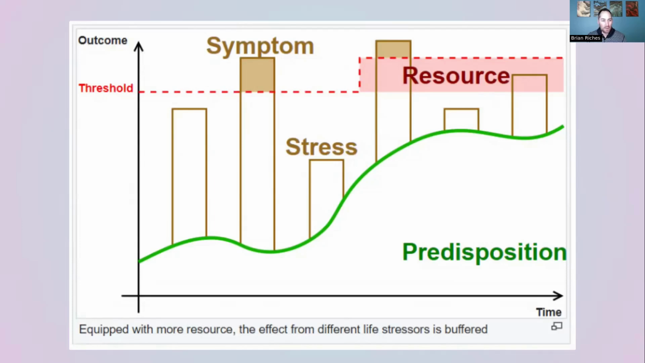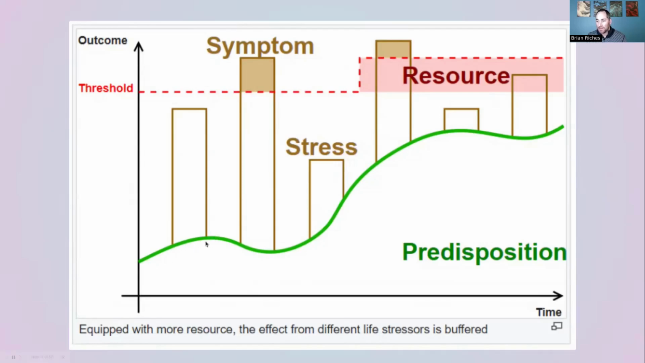So this graph here that was on the other page is just blown up here. You could think of this as any given person's predisposition to that disorder. So let's say it's depression. This is person A's predisposition to depression.